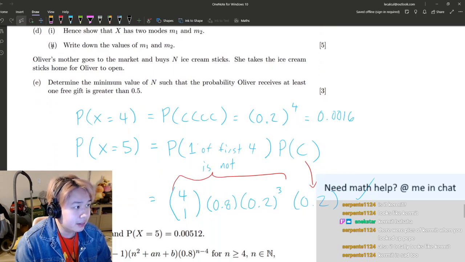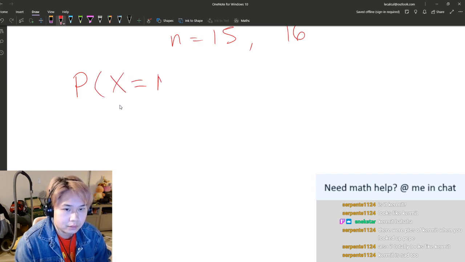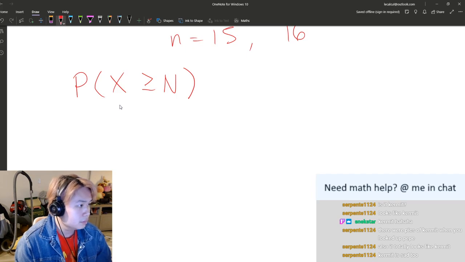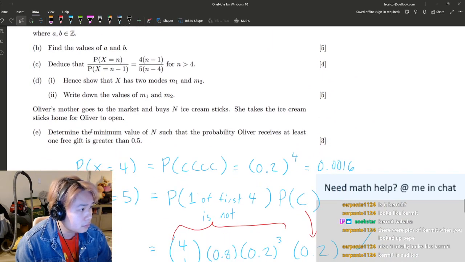And then last question. Oliver's mother goes to the market and buys N ice cream sticks. She takes the ice cream sticks home for Oliver to open. Determine the minimum value of N such that the probability that Oliver receives at least one free gift is greater than 0.5. Okay, so determine this minimum value of n such that the probability that he receives at least one free gift is greater than 0.5.